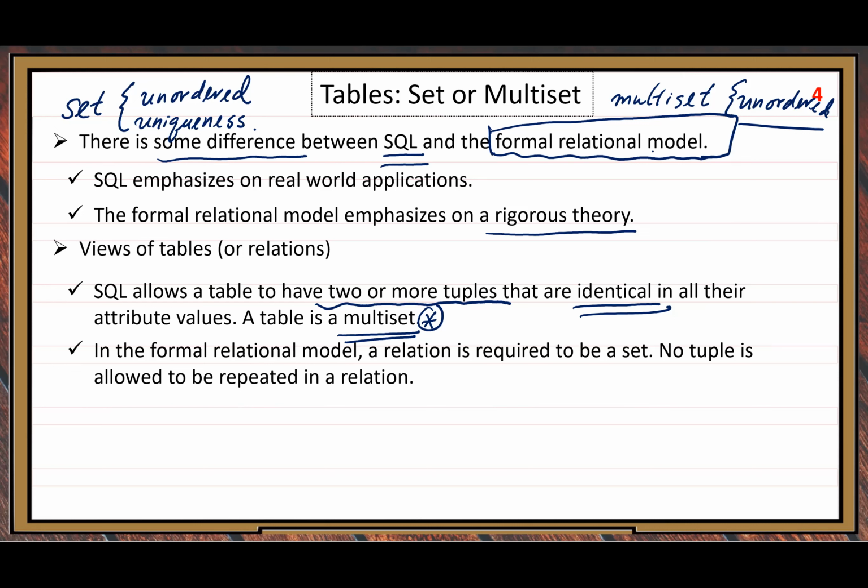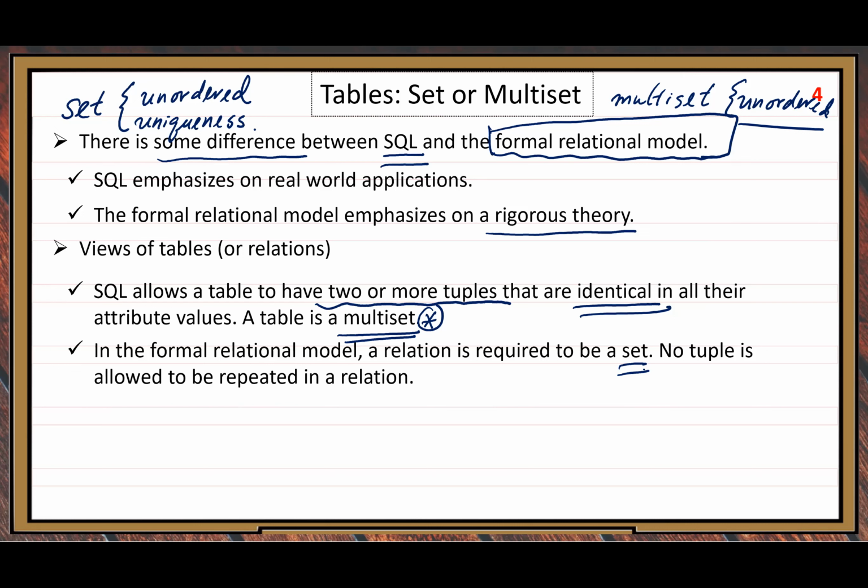In the formal relational model, a relation is required to be a set. Element uniqueness: no tuple is allowed to be repeated in a relation. Academia researchers like this rigorous requirement, but it is not practical. Why? Because the result is pretty simple.